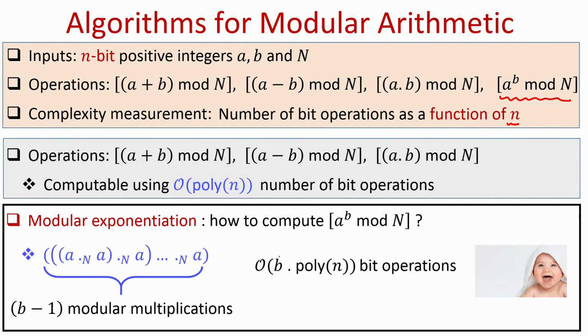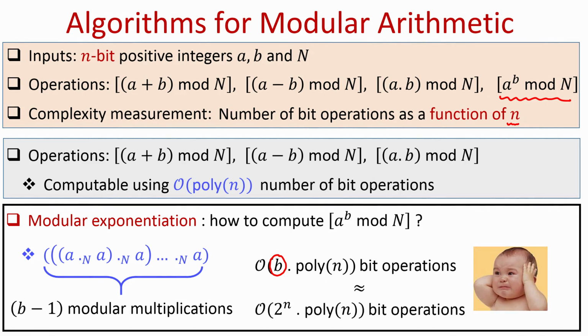But that is not correct, because what exactly is the value of little b here? I have to express the value of little b also as some function of little n, and it turns out that the magnitude of little b here is some exponential function in the number of bits little n. Basically, b can be as large as 2 to the power n. That means this naive modular exponentiation algorithm's time complexity is an exponential function in the number of bits that you need to represent your a, b and the modulus, and that is why it is an exponential time algorithm. We cannot use this naive exponentiation algorithm to compute a to the power b modulo n.